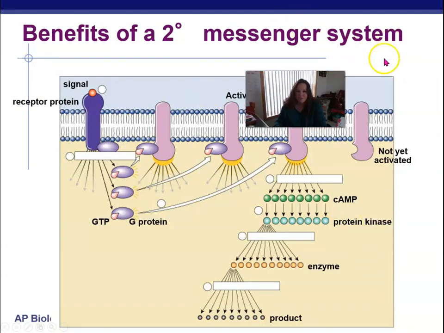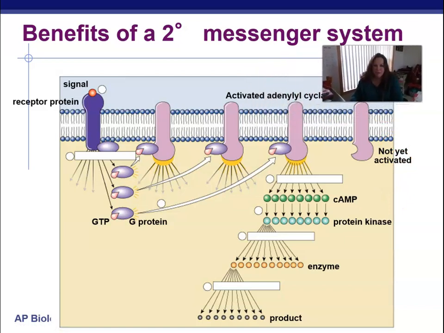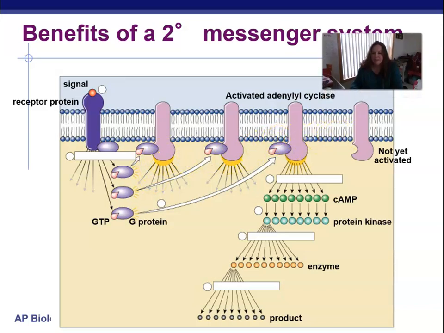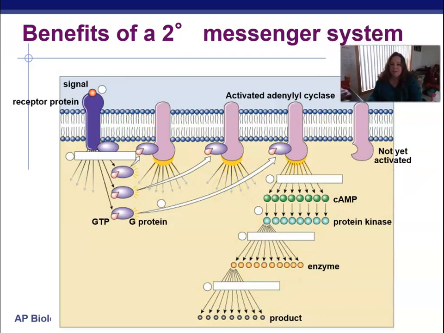And using the second messenger system, we get what's called amplification from it. As long as this signal, that epinephrine, is bonded into its receptor, we can activate many adenylyl cyclases. We don't have to just activate one of them. If we activate many of those adenylyl cyclases, that means all of those can go on to make many cyclic AMPs. And those many cyclic AMPs can activate even more protein kinases, which means we're going to get more enzyme to break down glycogen into glucose. This is called amplification here.